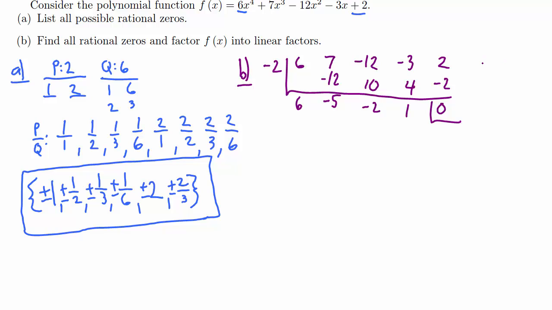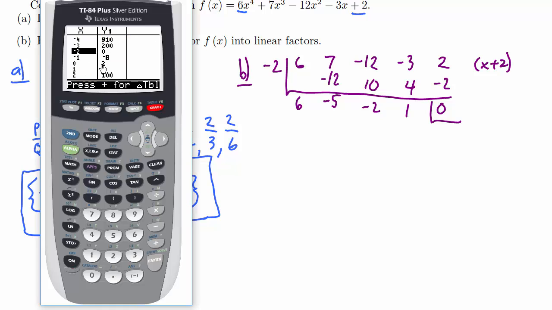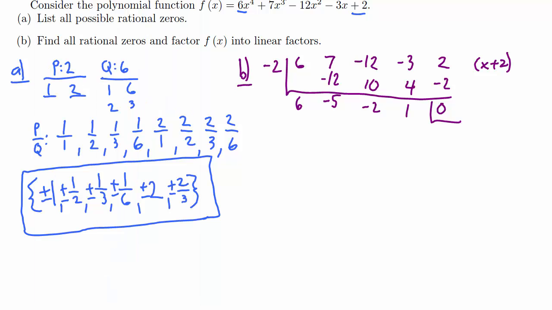Now, notice that because -2 is a 0, that means that x plus 2 is a factor. Okay? But that wasn't all of the zeros that we found. If you go back to the calculator, notice that there's another 0 on the y here at 1. So I'm going to prove that 1 is a 0 as well. But notice that I'm not starting over. I'm just going to continue with all this.